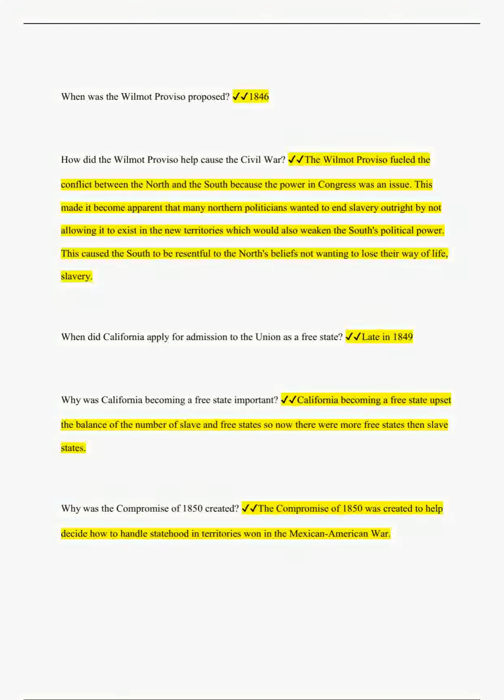Slavery. When did California apply for admission to the Union as a free state? 1849. Why was California becoming a free state important? California becoming a free state upset the balance of the number of slave and free states, so now there were more free states than slave states. Why was the Compromise of 1850 created? The Compromise of 1850 was created to help decide how to handle statehood in territories won in the Mexican-American War.